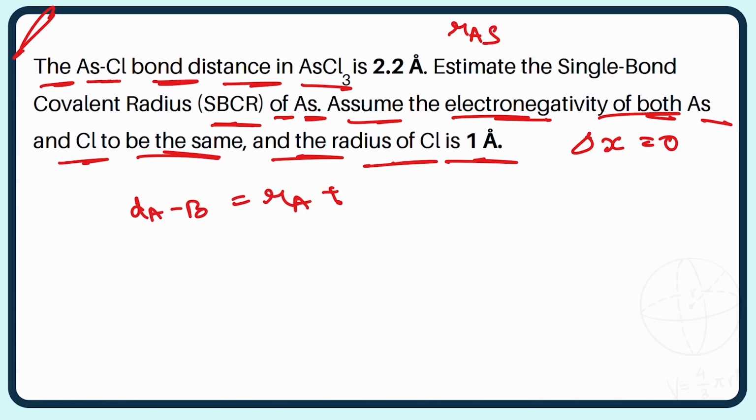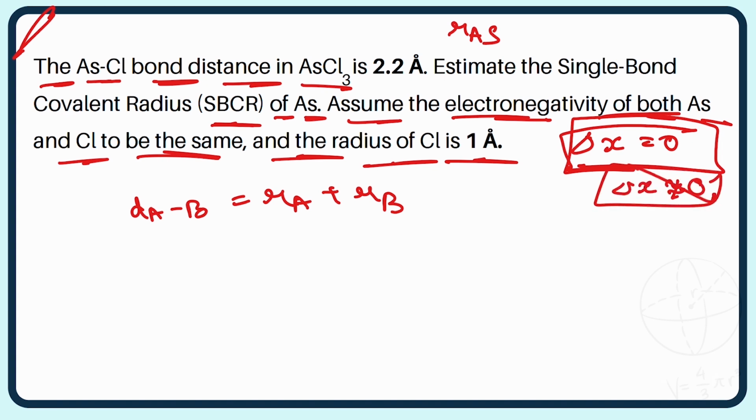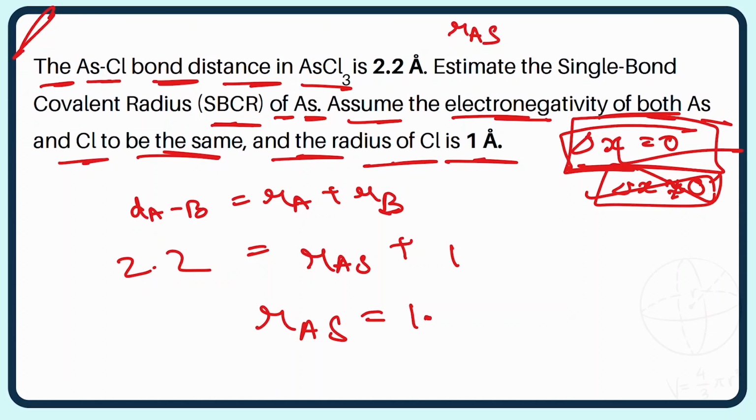R of A plus R of B. That's it, because it is case one. No formula like the Shoemaker one. That was for when delta X was not 0, but here delta X is 0. So we'll use the simple first formula. Now just put the values. R of A, that is R of As, you have to find. R of B is given as 1 angstrom. D of AB is given as 2.2. Simply subtract. R of As will be what? 1.2 angstrom. Very easy. Got it?